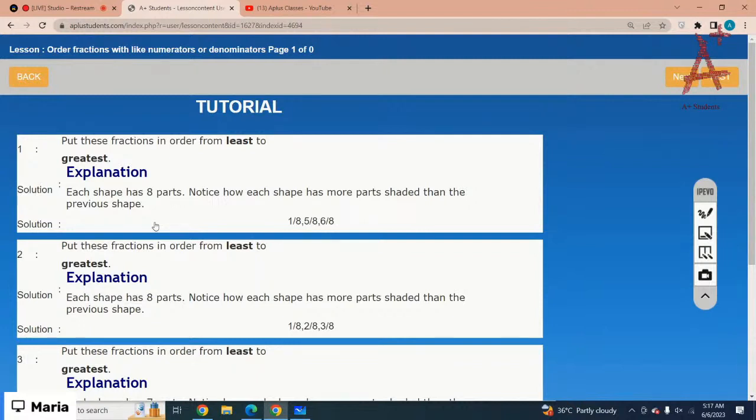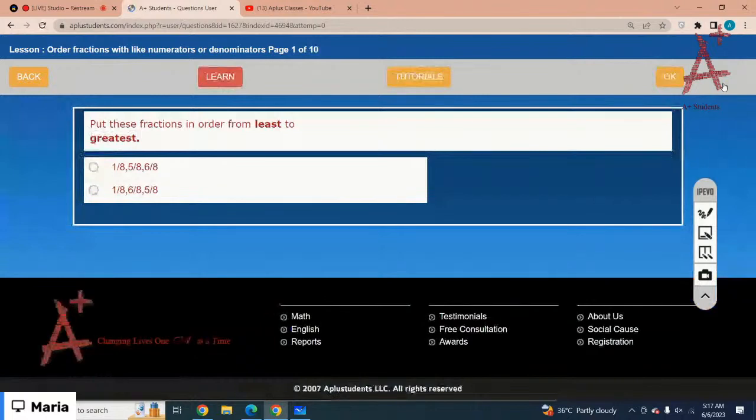If they have the same denominators, you just have to look at their numerators, like you arrange simple numbers. 1 is the smallest one, then 5 and then 6. Got it? But you have to arrange them in fractional form. You have to write 8 also. Okay, we put the fractions in order from least to greatest. So which one is arranged?